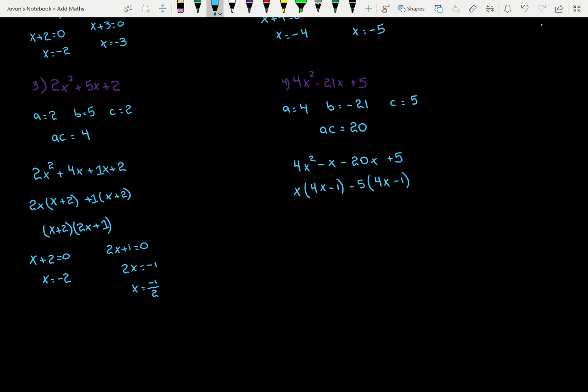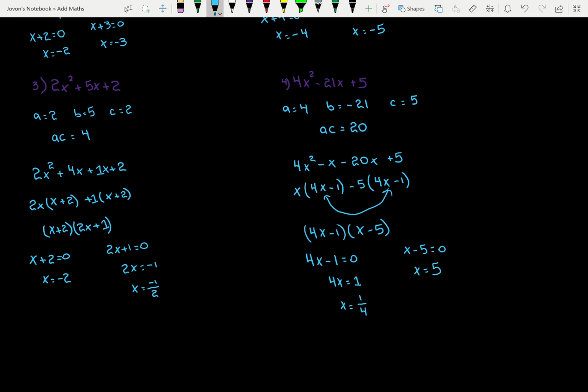Notice your goal is to make sure that these two things here are the same, because that is the only way you can factor it out. So we get 4x minus 1 multiplied by x minus 5. Now, if we want to find the value of x when this quadratic is 0, all we do is 4x minus 1 is equal to 0. Therefore, 4x is equal to 1. Therefore, x is equal to 1 over 4. And we have x minus 5 is equal to 0. Therefore, x is equal to 5.